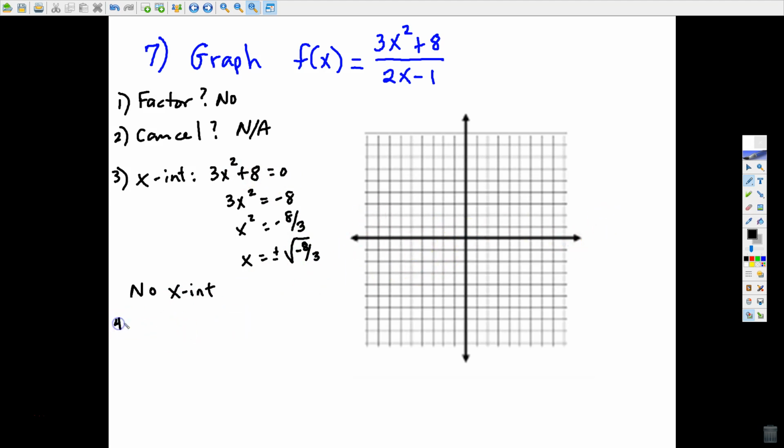All right, so now let's go to vertical asymptotes. These are numbers that cause 0 in the denominator only. So if you're not sure, just take the denominator, make it equal 0, solve for x. So it looks like we're going to have a vertical asymptote at x equals 1/2. Here's x equals 1/2.